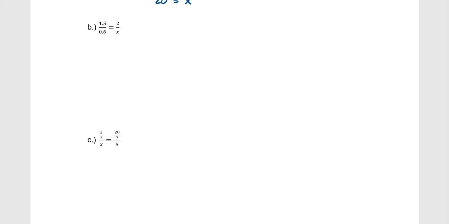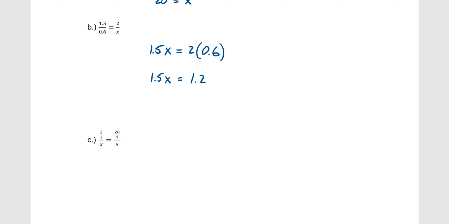We have 1.5 over 0.6 equals 2 over x. So cross multiply, we get 1.5 times x equals 2 times 0.6. So we get 1.5 times x. So if we multiply, I'm actually going to use parentheses right here instead of the multiplication sign just because of the decimal. Looks a little cleaner. I'm just going to skip doing the multiplication. 2 times 0.6, we end up getting 1.2.